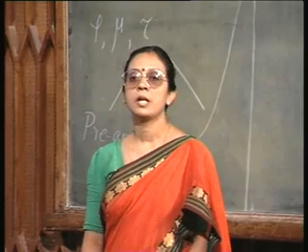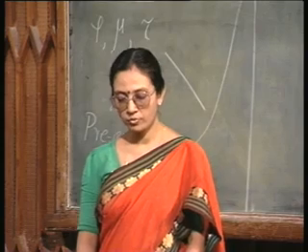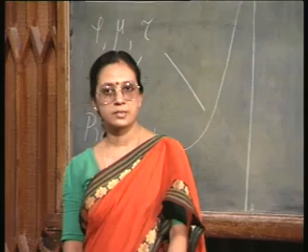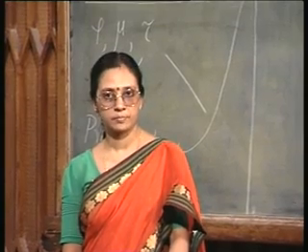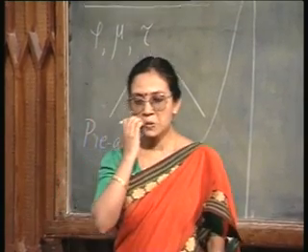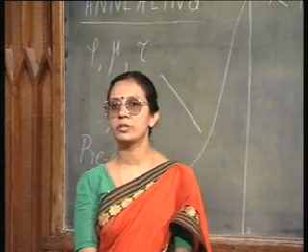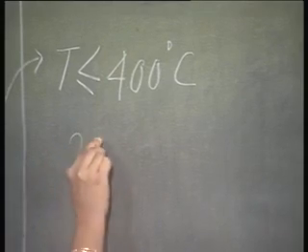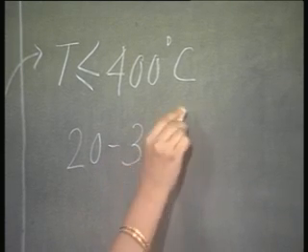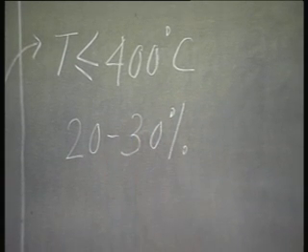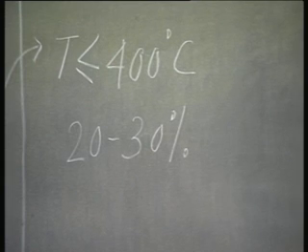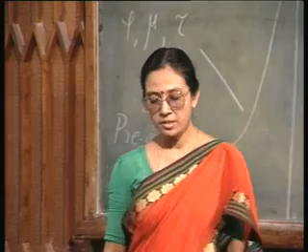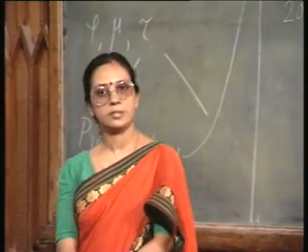Pre-amorphized material annealed at T less than or equal to 400 degree centigrade. This is where the disorder clusters just begin to disappear. So, you have a partial recovery of the conductivity to the tune of 20 to 30%. The interesting point is that even at this low temperature you do have some recovery. 20 to 30% recovery is possible at T less than or equal to 400 degree centigrade.